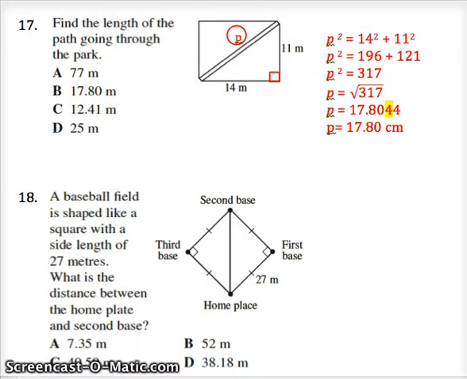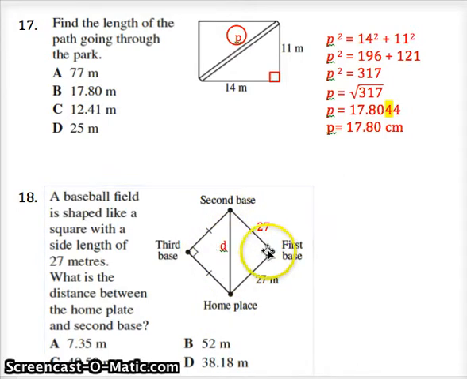Now for question 18. So we've got a baseball field and it's shaped like a square, so that means we've got right angles here in all the corners, and the side length of the square is 27. So if this is 27, and so therefore that length is also 27, so we need to write 27 on your page there. And we're asked for the distance between home plate and second base, so we need that distance there. So we're going to need to label this diagram and put a D here for distance, and we're going to have to put a 27 over there.